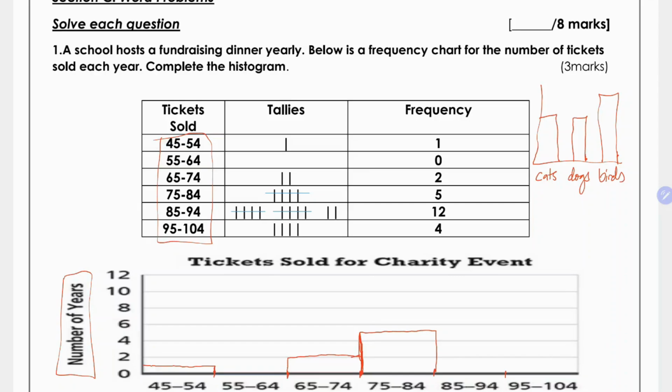So let's just finish this off. 85 to 94, there were 12 years. So we're just going to go up to 12, go across, go down. And last one is 4. So that literally took me a minute to draw the histogram.